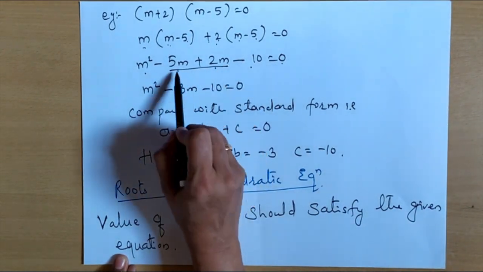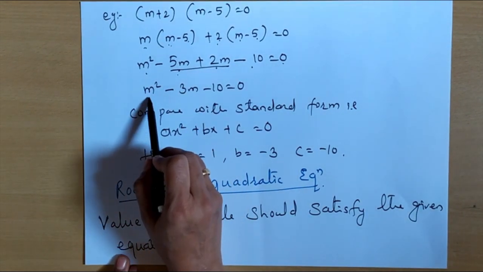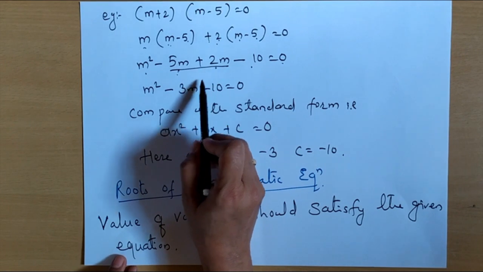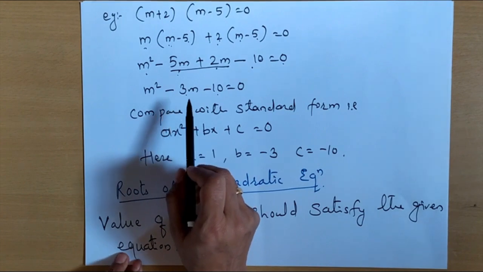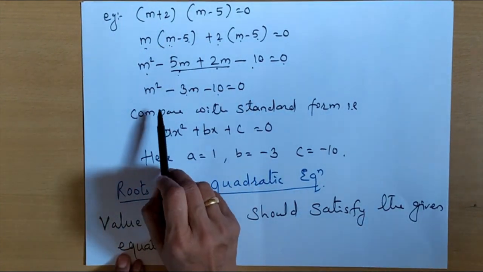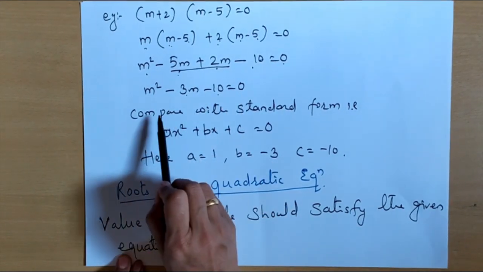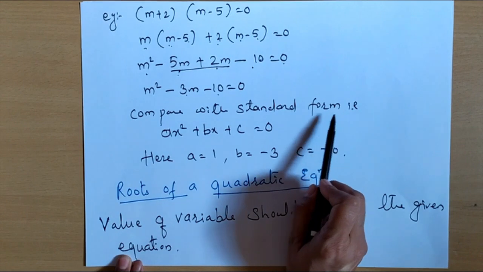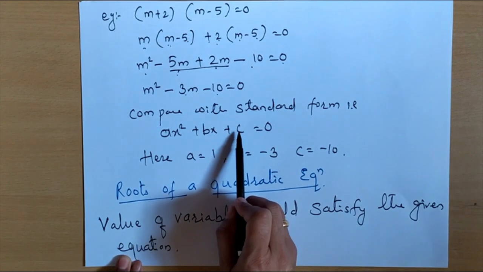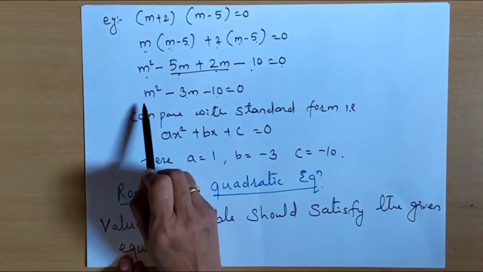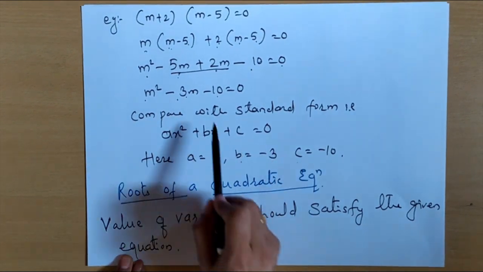Now see this, minus 5m plus 2m, you can write minus 3m, m square as it is, and minus 10 as it is equal to 0. So after solving these two brackets, we got the equation m square minus 3m minus 10 equal to 0. Now this equation you have to compare with the standard form of the quadratic equation, that is ax square plus bx plus c equal to 0. You will get a is equal to 1, b is equal to minus 3, and c is equal to minus 10.